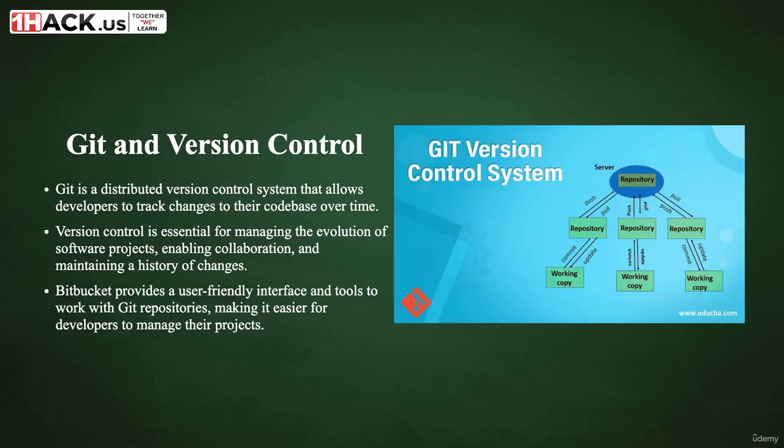At the core of Bitbucket is the Git version control system. Git is a distributed version control system that allows developers to track changes to their codebase over time, collaborate with team members, and maintain a complete history of their project's evolution. Version control is an essential tool for software development, as it enables teams to manage the complexity of their projects, coordinate their efforts, and ensure the integrity of their codebase.